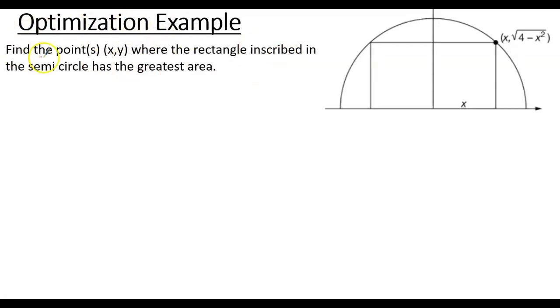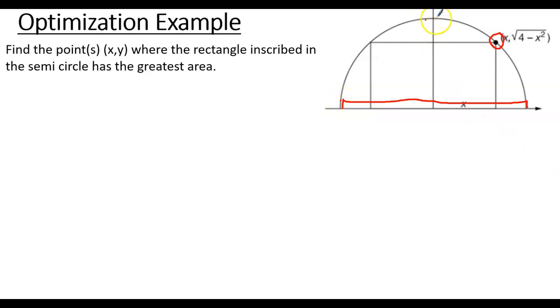So the question here says find all the points x, y, so that would be like this, for instance. Find all the points along the curve where the rectangle, this thing here, inscribed inside the semicircle will have the greatest area. So for instance, if you were to put the points here and here, you're going to have a really flat rectangle, and chances are the area is not going to be very good.